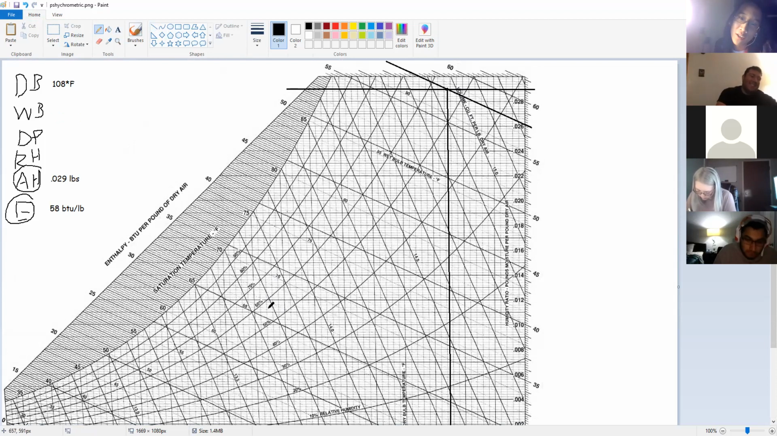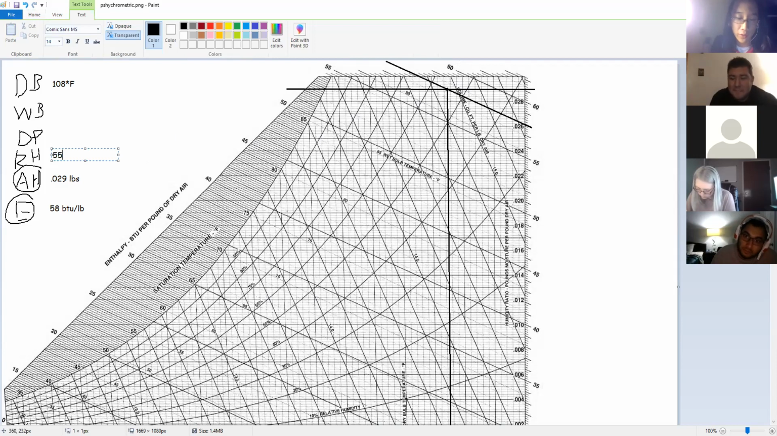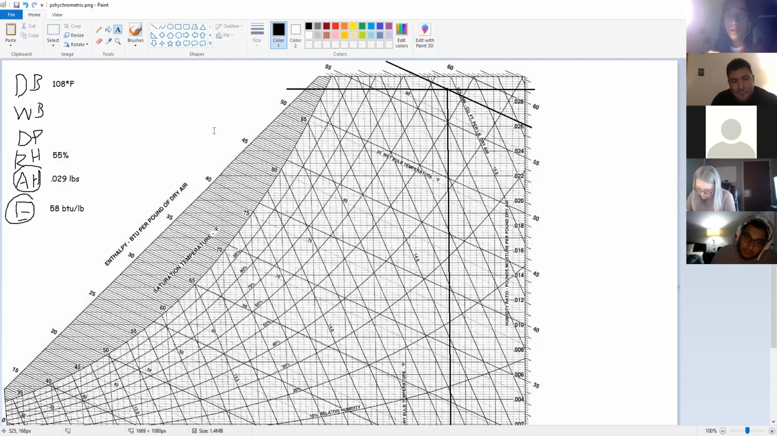All right. So now let's get relative humidity. It's between 50 and 60, right around there. I'll just say 55, just to be nice. Relative humidity, 55%. It is at 55% capacity of how much water it can hold.